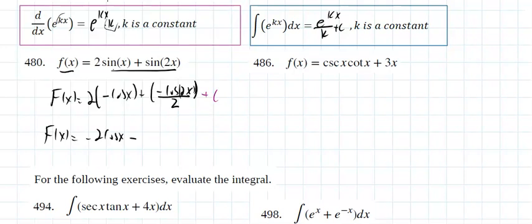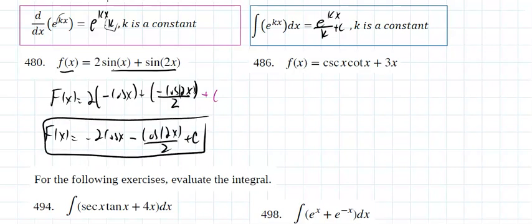And if I clean this up, I'll say capital F of x is negative twice the cosine of x minus cosine of 2x divided by 2 plus c. Now the good thing is you could always take a derivative of your answer and you should get what you started with. If I take a derivative of this, the negative 2 you ignore. Derivative of cosine is negative the sine. That gives you that piece. Here take the negative 1/2 out. Derivative of cosine is negative the sine of 2x times 2. The 2's cancel out and the negatives cancel out, and there it is.